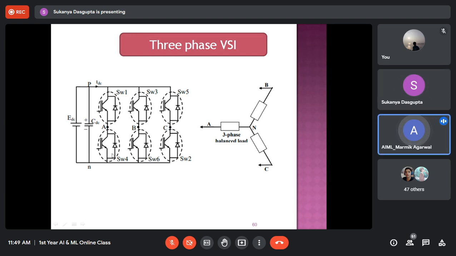Ma'am, but it can go through the reverse diode also. Oh no, sorry. You are talking about these two. Yes, ma'am, I was talking about that only. No, no. These two diodes should not be conducting.